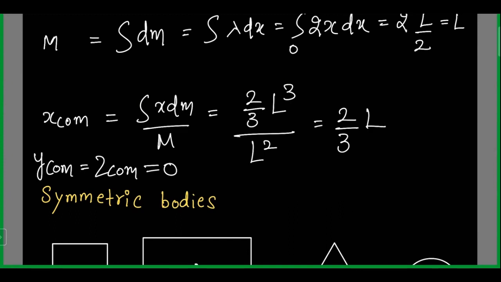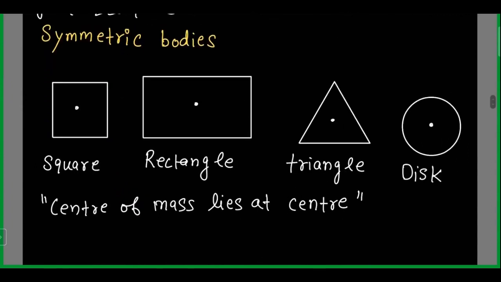Okay. Now let's move to the next part of the topic, which is symmetric bodies. Whenever you have symmetric bodies, for example, square, rectangle, triangle, or a disc, the center of mass is always at the center. This is the concept that you should remember, and you can even physically imagine this. If I ask you to balance, let's say, a square, then where will you balance? You will balance the square in the center. Same goes for rectangle, same for triangle, and same for disc. So nothing new here. You know this already.